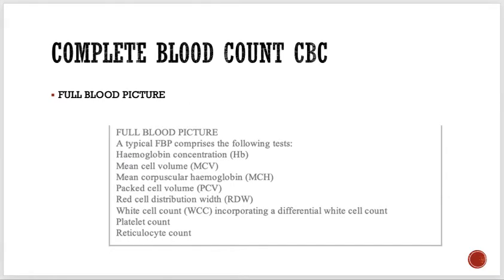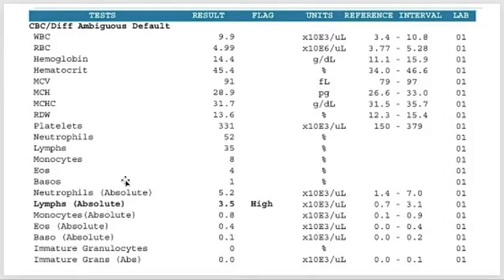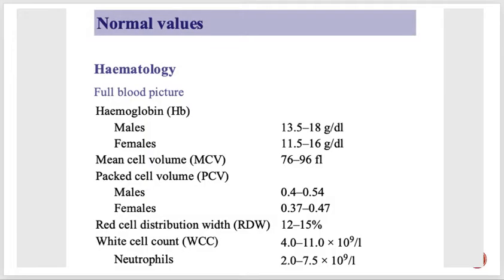I showed you this photograph in the previous lecture, as well as this one. In this one, you can see there's just one abnormality: the lymphocytes are high. Rest everything is normal. Again, as I told you, if these values don't match with your books, guys, don't blame me. Don't blame the book, because I told you they are different.